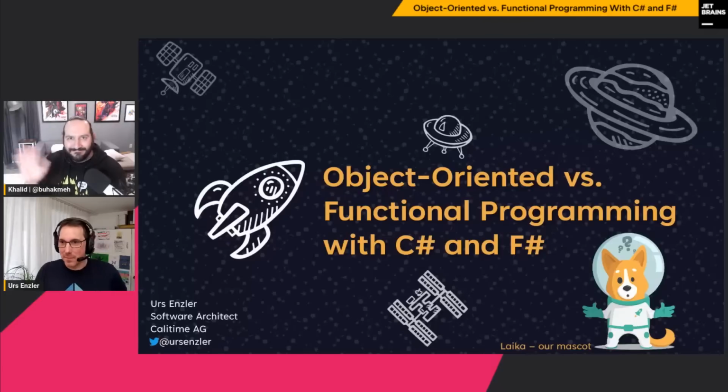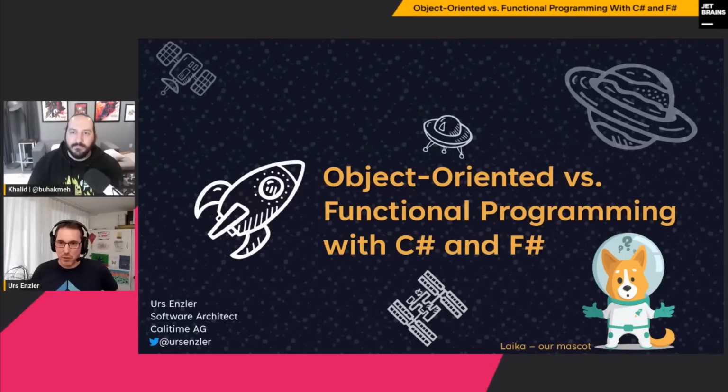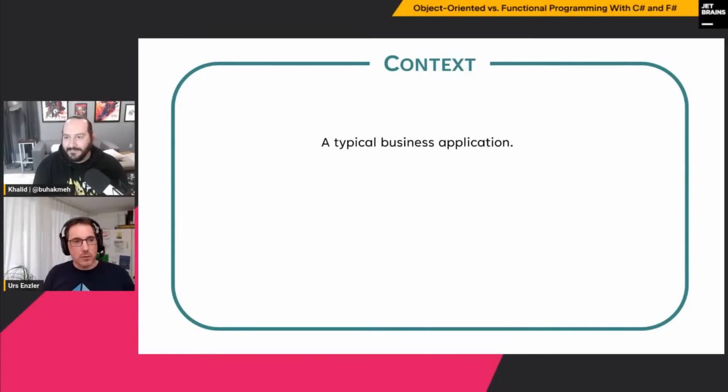Thanks a lot, Khalid. So, welcome to my talk about object-oriented versus functional programming with C# and F#. First, a little bit of context, because context always matters. What I'm going to tell you today is based on my experience building business applications, because my everyday job is building a business application and not some fancy theoretical stuff. So it's a real application in production for 6 years where this main experience comes from.